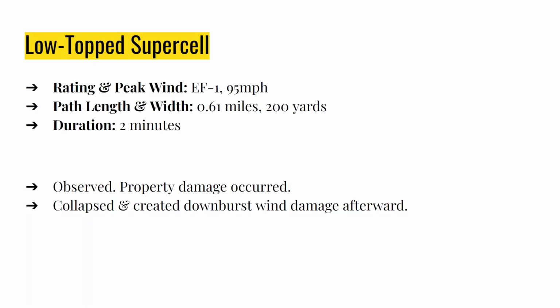Okay, and then the next case that I thought was very fascinating was August 31st of 2020. This was a low-top supercell that ended up producing a brief tornado, an EF1 with 95-mile-per-hour winds is what it was rated at. So less than a mile for the path length. The width was pretty short there, and the duration was only about 2 minutes or so. It was observed, and then of course, did get some property damage as a result of this. And then it ended up collapsing and creating a downburst event afterwards, and ended up doing some more damage.